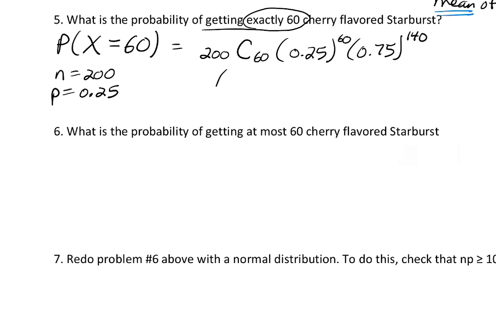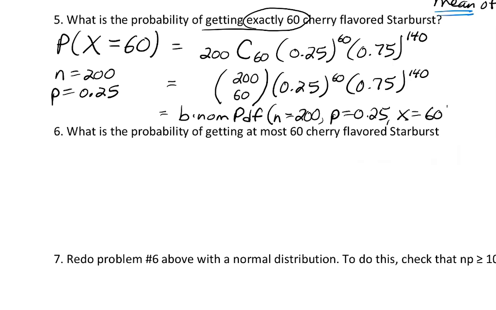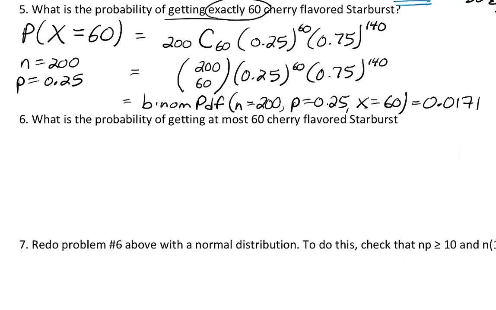The other way you could see this written, instead of the C notation, is in choose notation: 200 choose 60, 0.25 to the 60, 0.75 to the 140. And there is a button if you didn't want to type that all out. That's binom PDF, P for one particular value, where n is 200, p is 0.25, and x is that exact value of 60. Calculating that, we get a probability of 0.0171. That is the probability of getting exactly 60 cherry flavored Starburst.